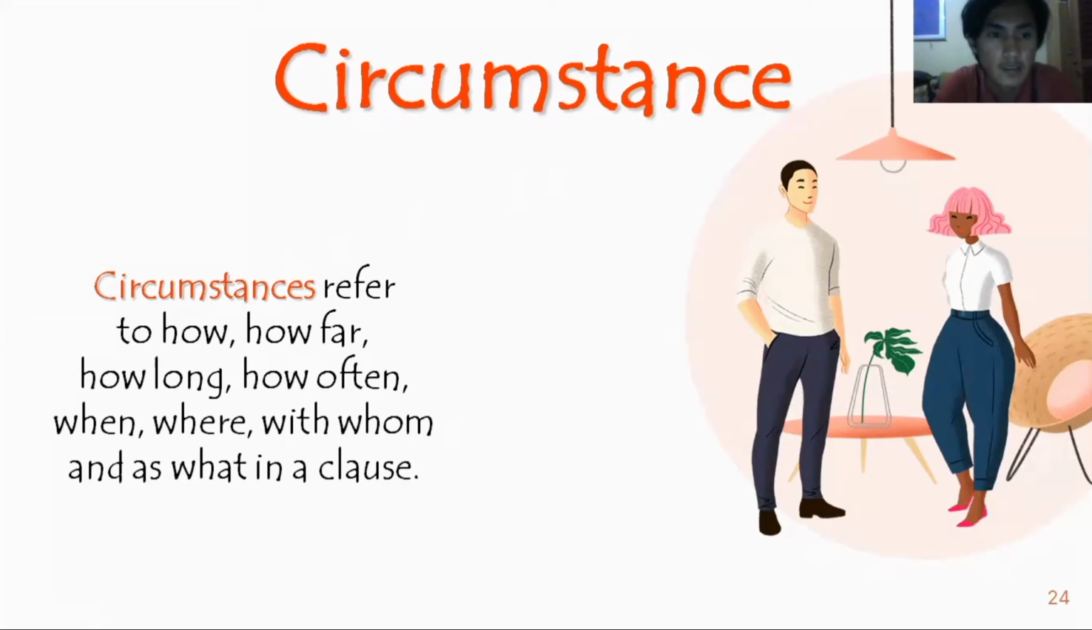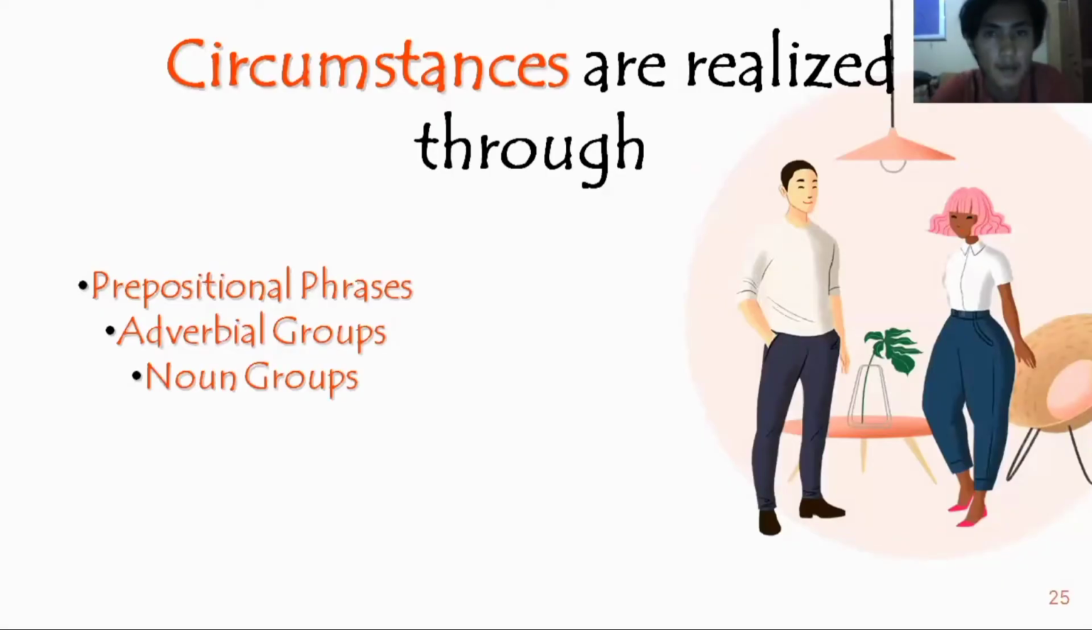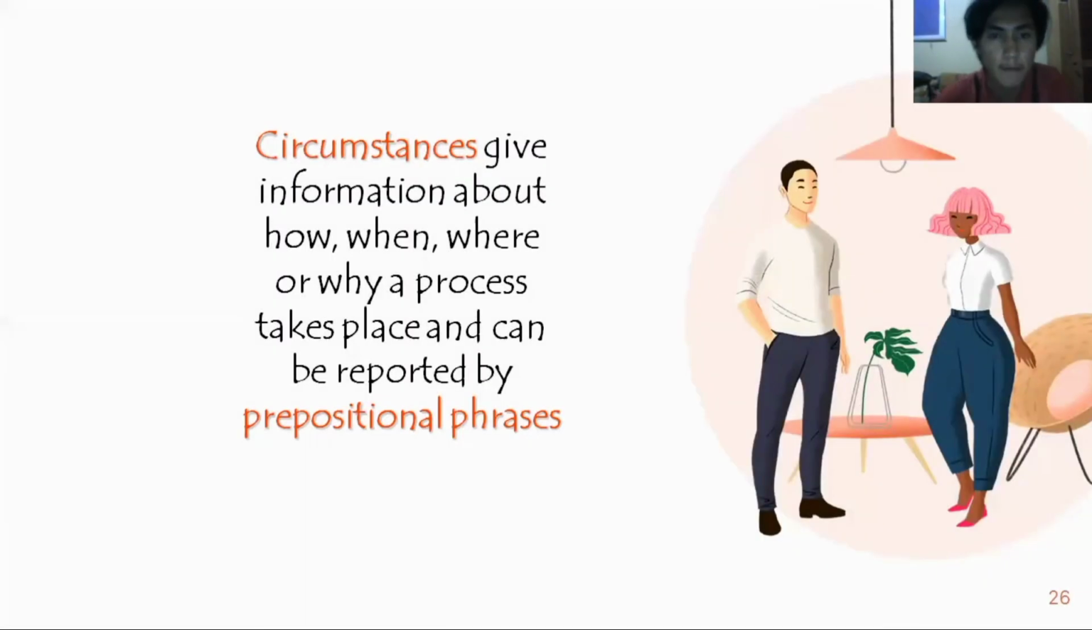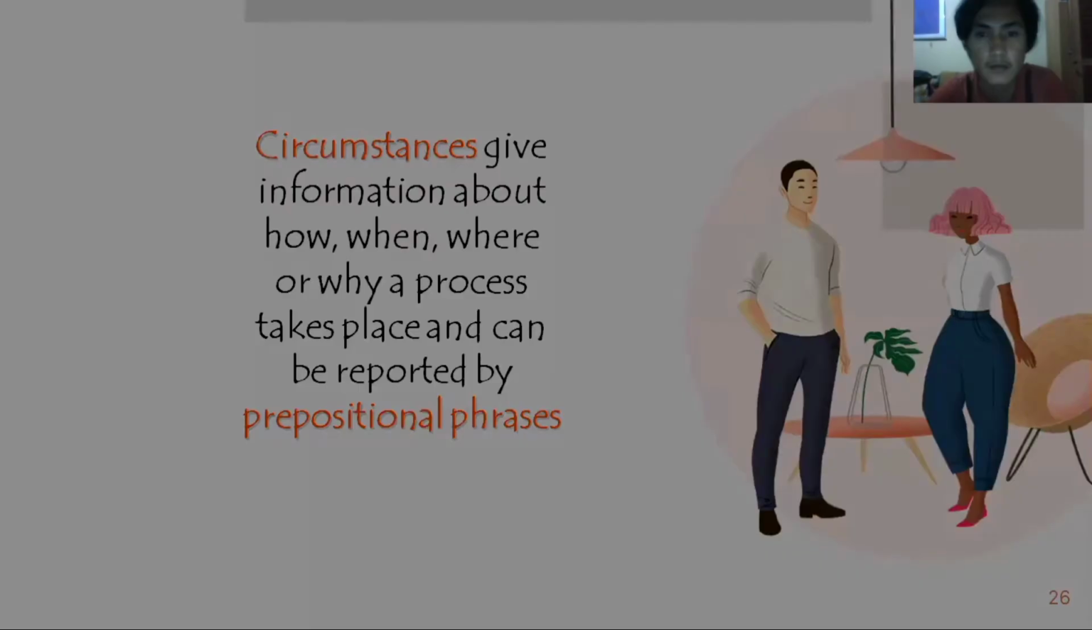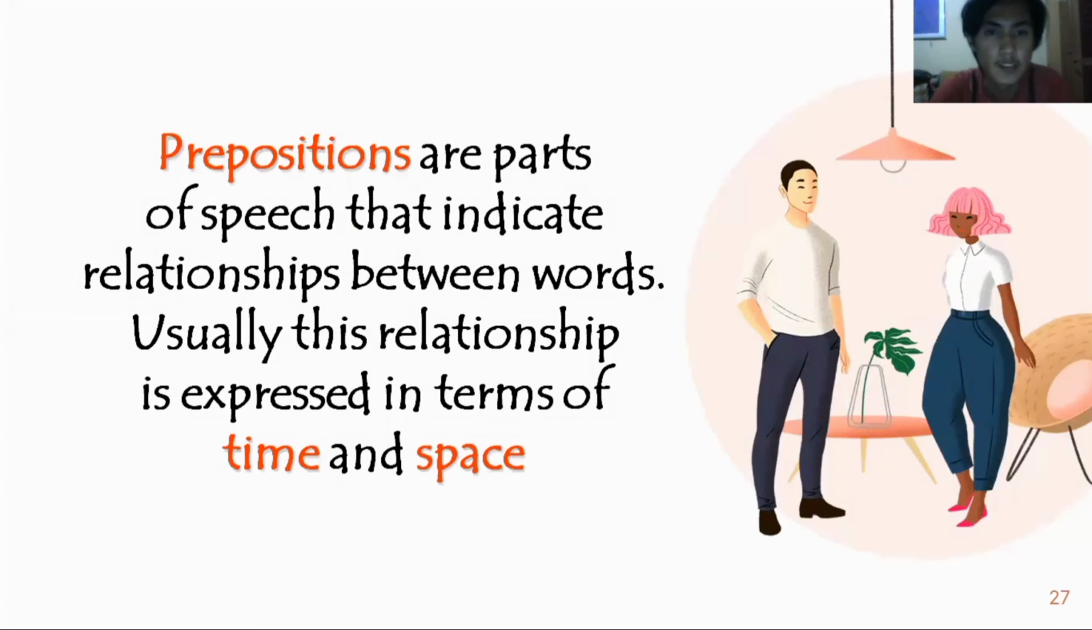Circumstance. Circumstance refers to how far, how long, how often, when, where, with whom, and at what intervals. Circumstances are realized through prepositional phrases and adverbial groups. Circumstance is information about how, when, where, or why a process takes place and can be expressed by a prepositional phrase. Prepositions indicate relationships between words.